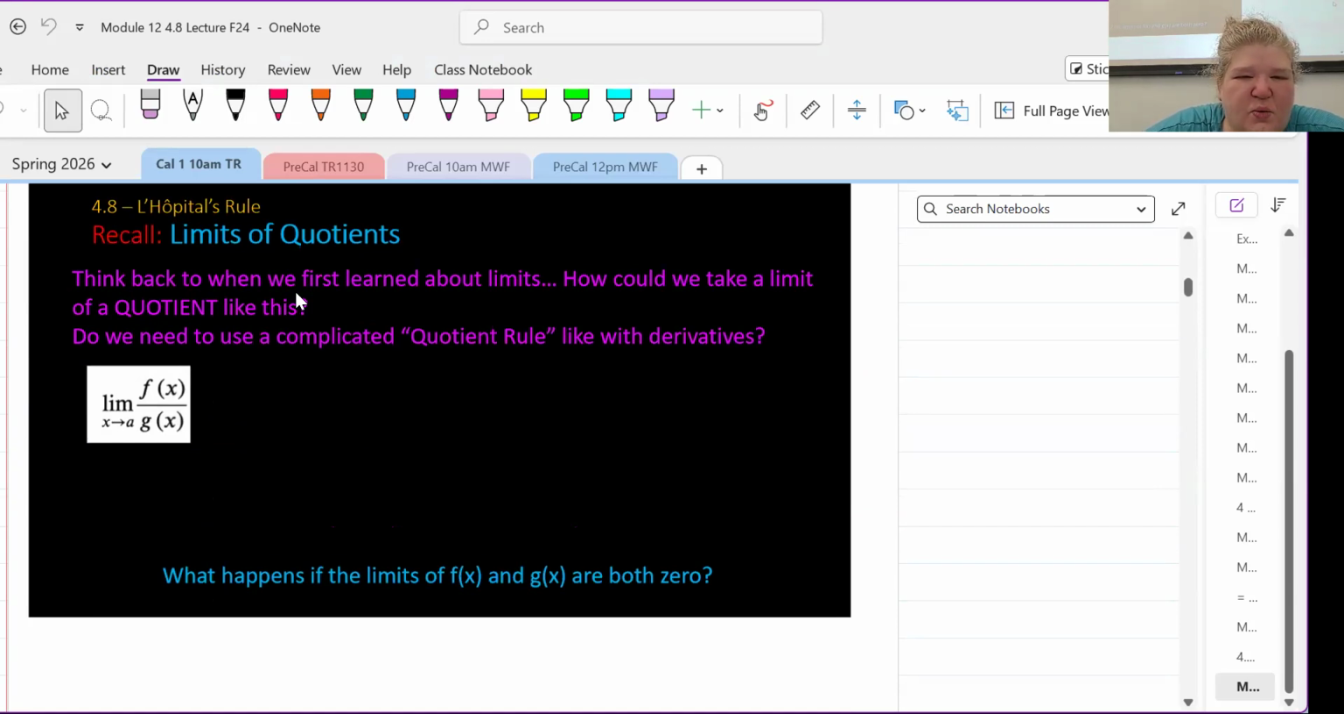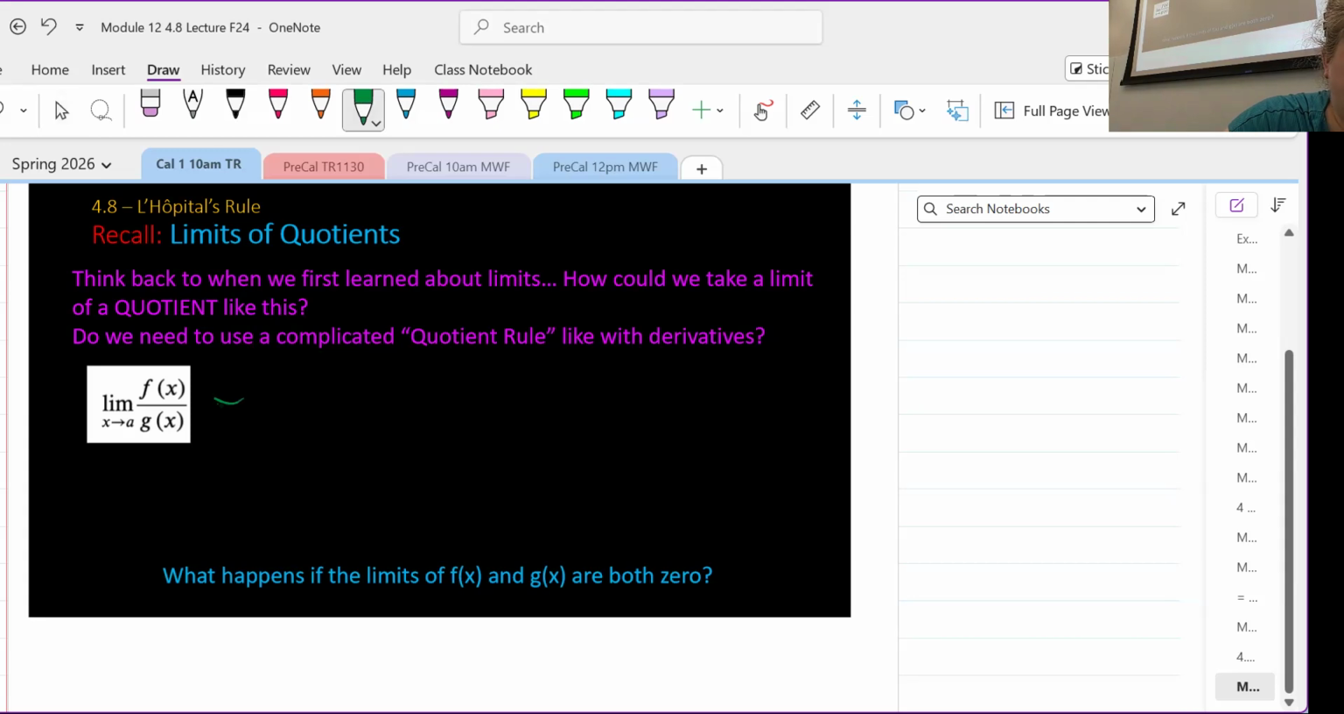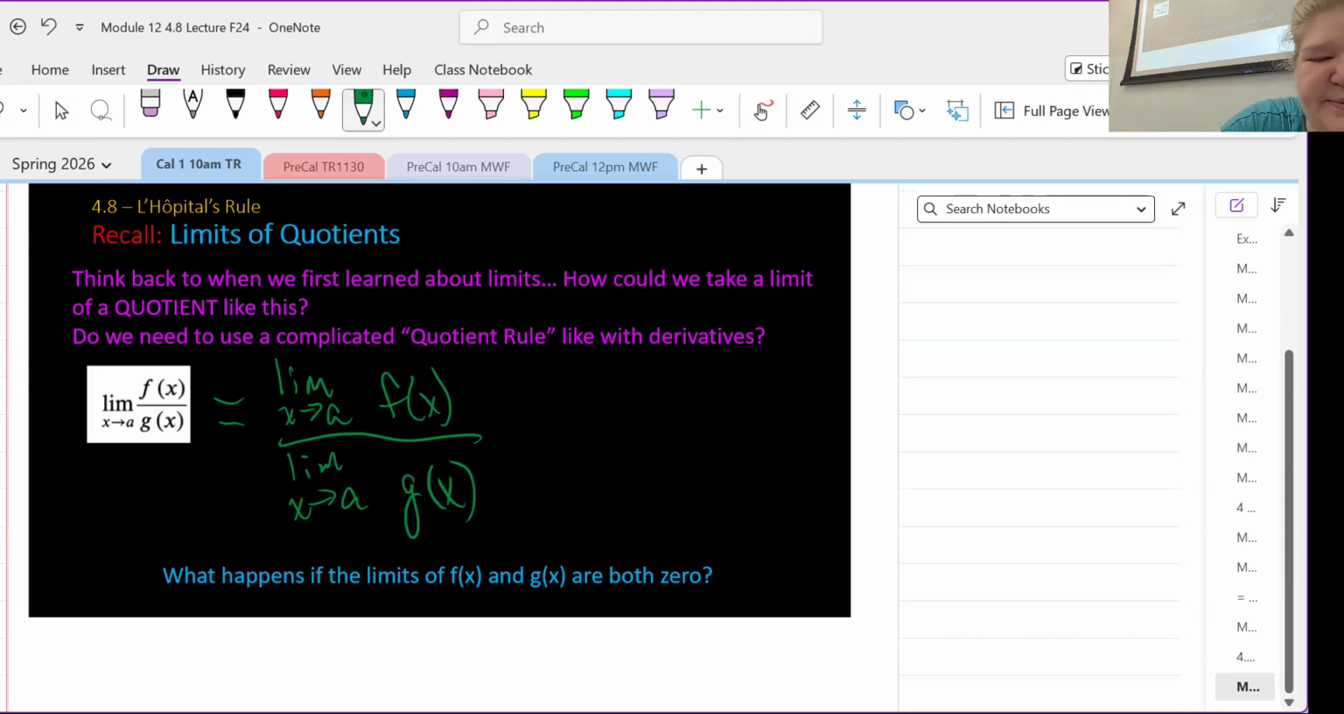So when we were first learning about limits and we had to do the limit of a quotient like this, did we need to use a complicated quotient rule like we do with derivatives? And the answer is no. The limit breaks across addition. So I could just do the limit of the top, do the limit of the bottom.